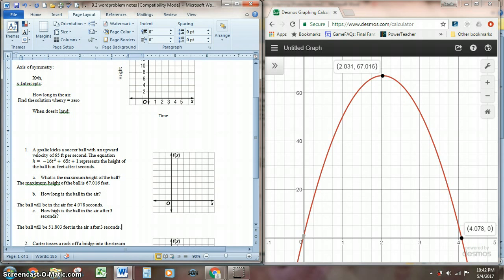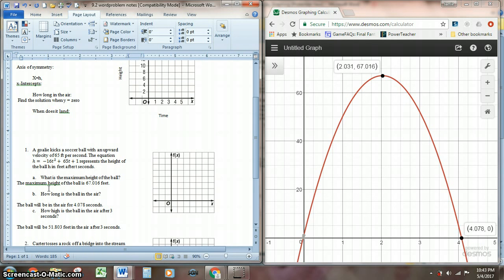Another way is to try second calc, and instead of doing the other options, we just want a simple value. So second calc value, and type in 3, and the response will be the point at x equals 3, y equals approximately 51.803. So it's a fairly simple question. If you can't figure that out and the calculator is confusing you, go old school. Negative 16 times 3 squared plus 65 times 3 plus 1. That's literally all the calculator is doing. It's just plugging in a value for x to get you the answer that you're asking for.